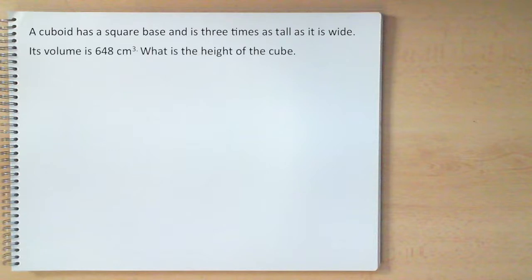So here's a simple thing. A cuboid has a square base and is 3 times as tall as it is wide. If its volume is 648 centimeters cubed, what is the height of the cuboid?